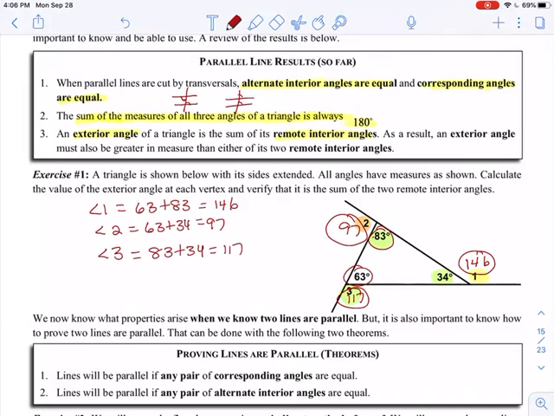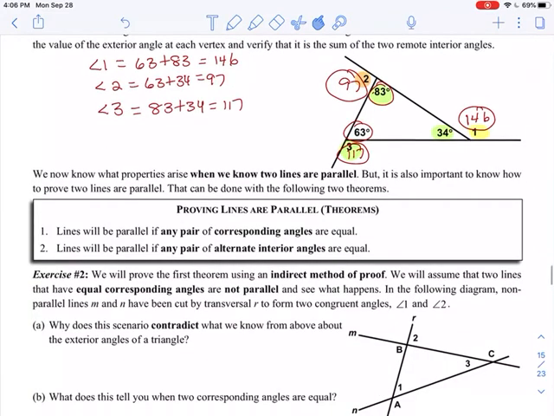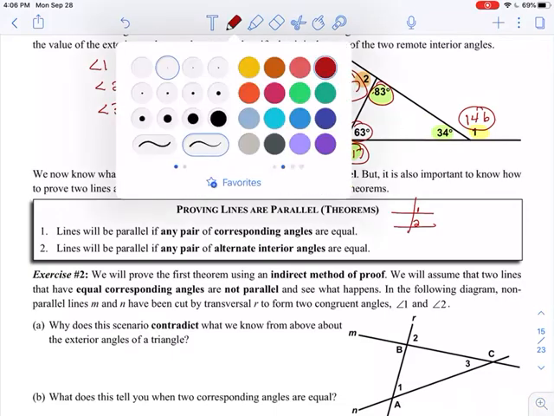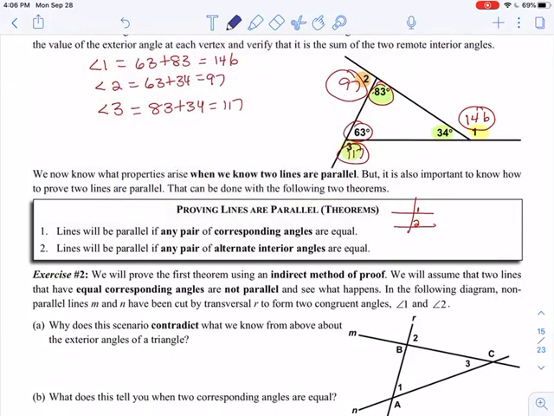So we now know what properties arise when we know two lines are parallel, but it's also important to know how to prove two lines are parallel. It's actually just going to be the opposite of the two theorems that we've already looked at. So lines will be parallel if any pair of corresponding angles are equal to each other. If I have two lines, and if I tell you angle 1 is congruent to angle 2 and they happen to be corresponding angles, then boom, the lines are parallel.